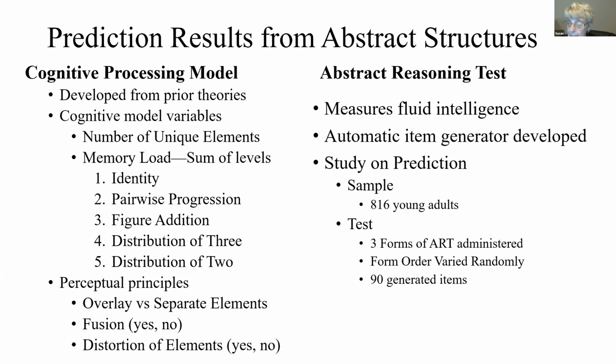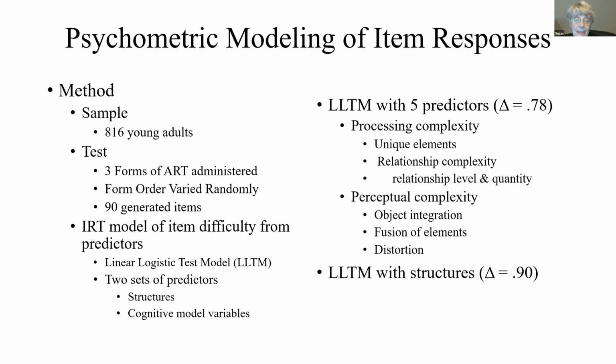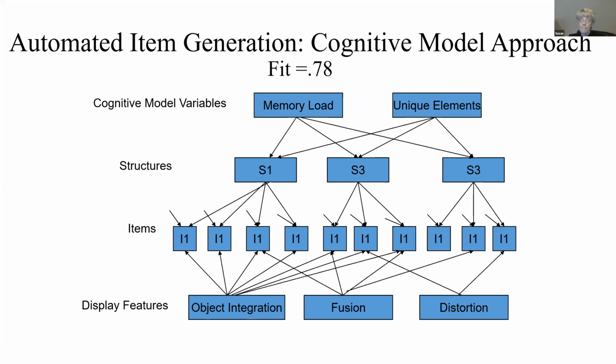Anyway, I've got 90 generated items, and what we want to see quickly here is the prediction from the linear logistic test model with the cognitive predictors. That fit index is 0.78 with the structures 0.90. So I guess we're getting pretty good prediction. Excellent from structures and pretty good from the cognitive model. This I'll just go by, but this just shows you what is going into the items.